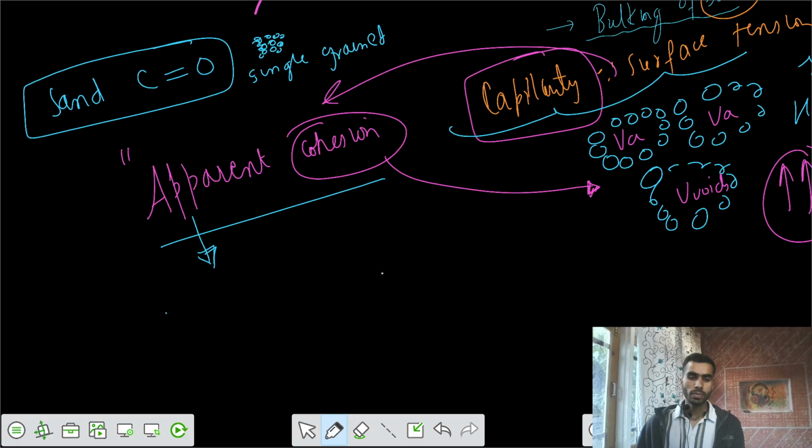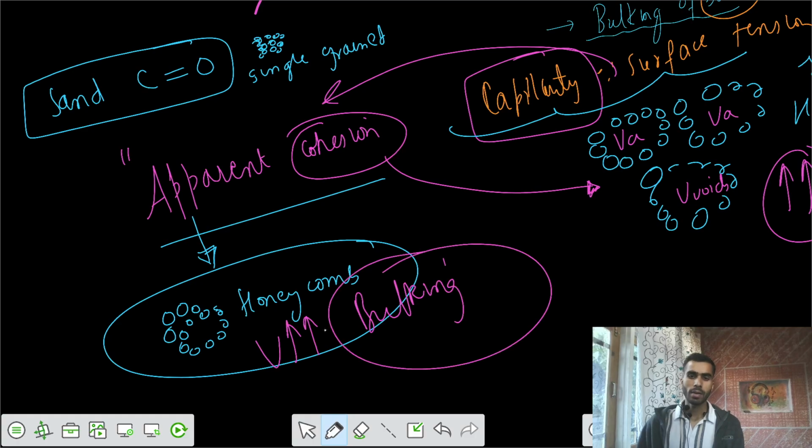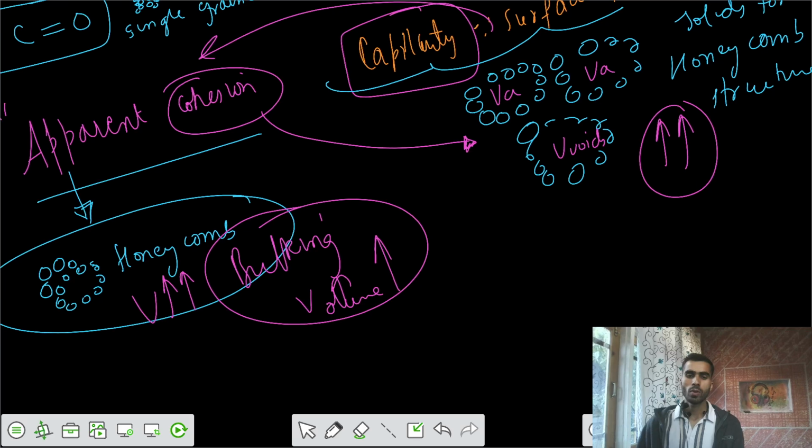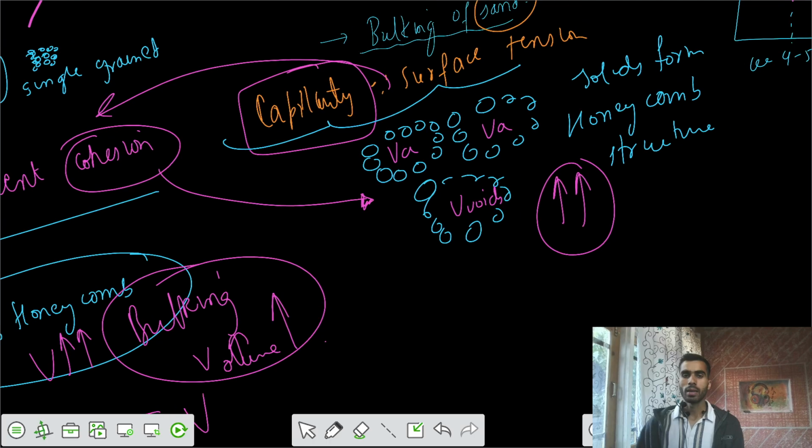Because of this apparent cohesion, particles are coming in contact such that they form some sort of structure, that is honeycomb structure. Because of this honeycomb structure, your volume is going to increase. That's your bulking of the sand. You would think that you have so much sand in volume, but actually the total weight is constant, but volume has increased because of the capillarity effect.